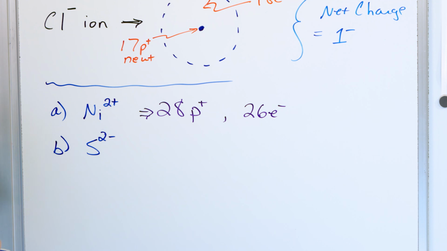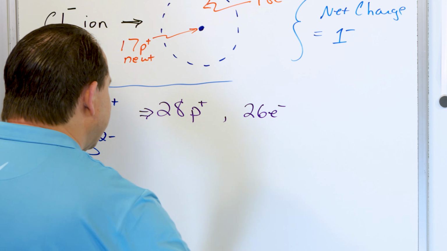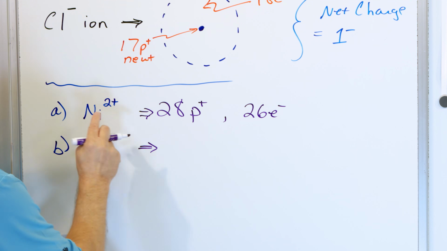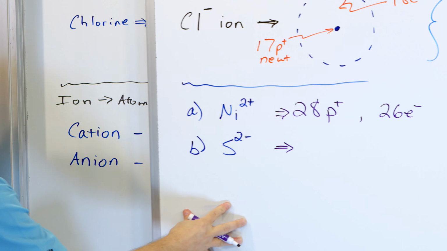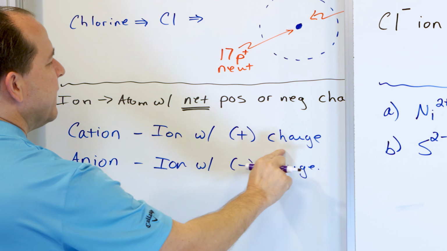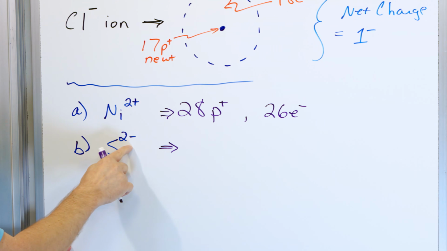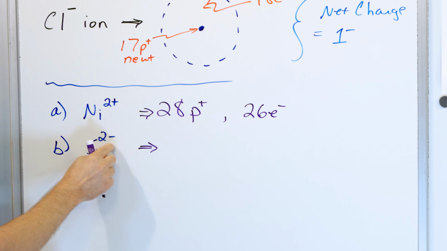Thought I did it wrong, but I did it right. So again, we write the number with the sign after it. How many protons and electrons are in this ion? And by the way, is this an anion or a cation? This is a positive charge, so it is a cation with the positive charge. And this one, is it a cation or an anion? This is an anion because it has a negative charge.